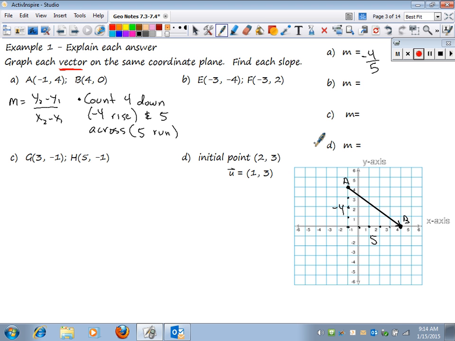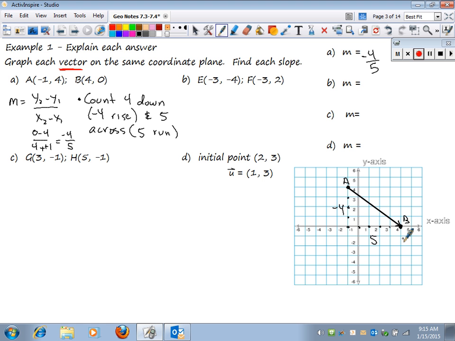Negative 4/5 slope. If I used my little formula here, y2 minus y1 would be 0 minus 4. x2 minus x1 would be 4 minus negative 1. I make those both pluses, and I'm still going to get a negative 4/5. That's not going to change. Counting it is easier if you have a graph. If you have a graph, I don't want to do the math. I just count over and down, and I got my slope. I just got to make sure I go from one point to another point. So counting it would be better on your graph. If you don't have a graph, then you could just plug it into the formula. All right, so that would be letter A, negative 4/5.